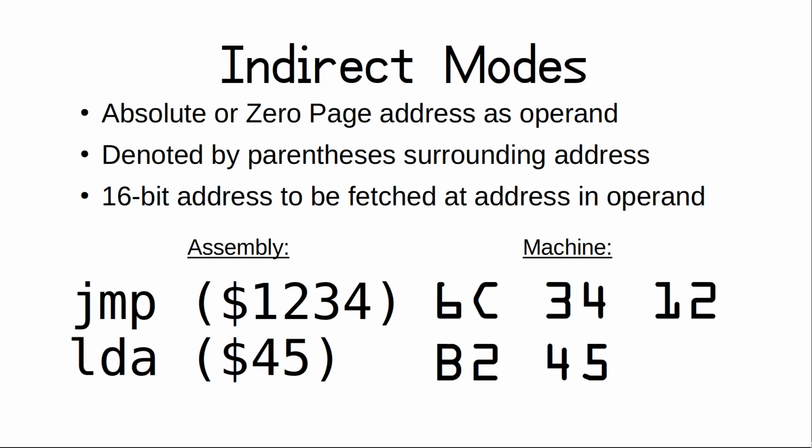An indirect jump is useful when you have a jump table at a fixed location where the target addresses stored there are subject to change. We'll get into that more in a later episode.